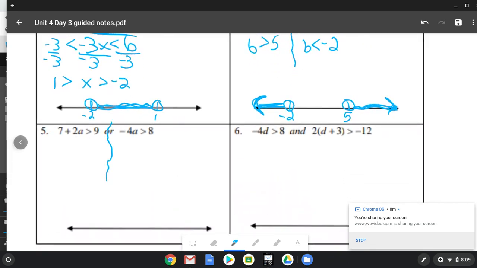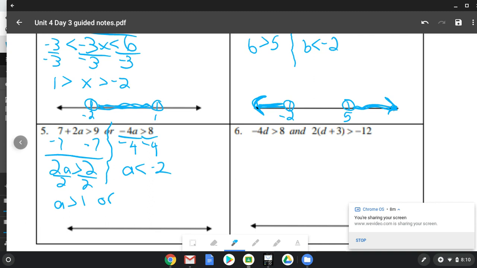I see a word, so I just break it up for number 5. So I subtract the 7. I get 2a is greater than 2. You divide by 2. You get a is greater than 1. Or you divide by negative 4 on both sides. You got to flip the sign because you divided by a negative. So a is less than negative 2.